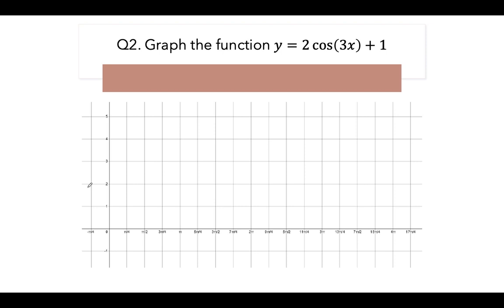Okay, so this is exactly the same idea as the previous one, but we have 2 here. So first, let's write the transformation description. A is 2, so amplitude is 2. I have an equation of axis at 1. Do I have any phase shift? So phase shift is none.